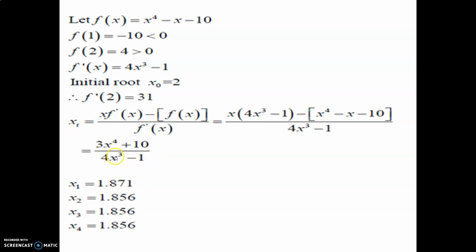In this way also we have to put the root x. We have to put 2 here. So we derive the answer 1.871. Then we have to put 1.871 instead of x here. We derive 1.856. Instead of x we have to put 1.856, and we derive 1.856 again as x3. Instead of that we put 1.856 there, and we get the repeated root, 1.856.